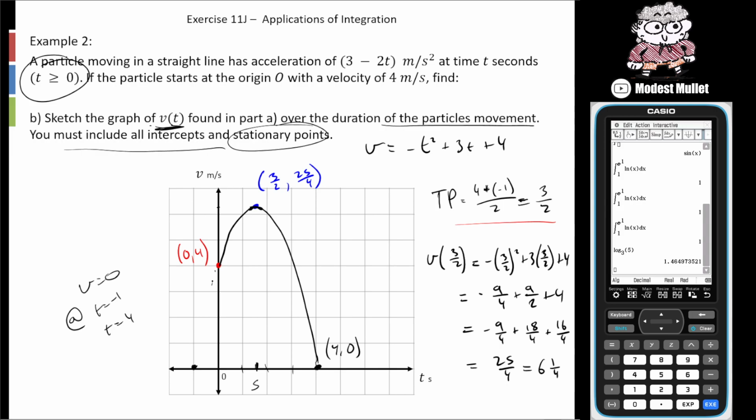And that's it. And like I said, we could see that it obviously goes down to that dot, but since time needs to be greater than 0, we're not going to include that. And I might even just erase that. Cool. So we can now see the graph of the velocity.